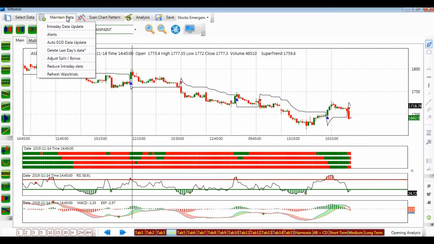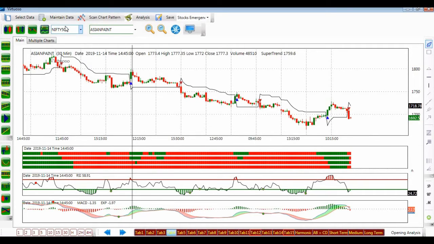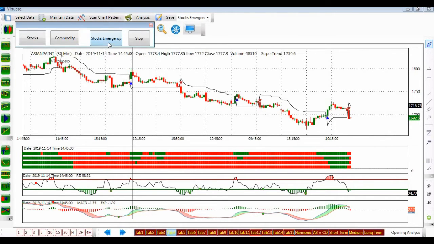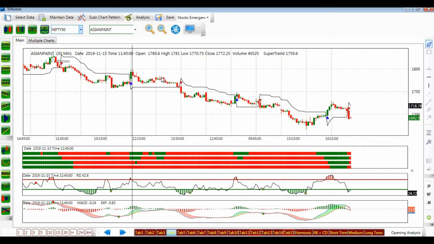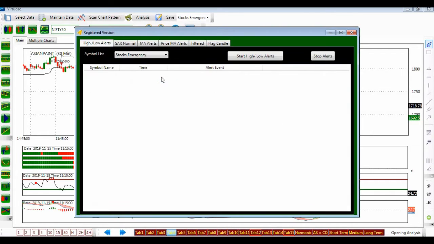Now these are the maintain data features. You can update every day's data with the intraday data update. If you want only current stock data, then you can click on stock. And if you are interested in commodity data only, then you can click on commodity performance. Now these are the alerts. If you click on alert, this is going to show you an amazing feature of alerts.